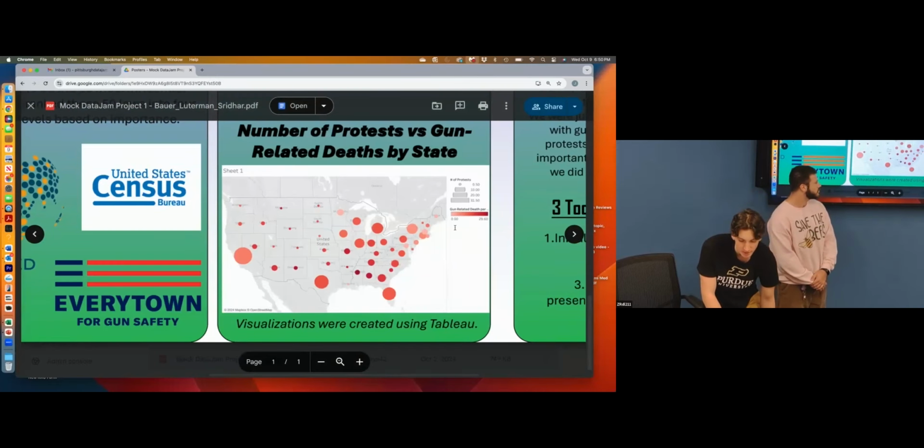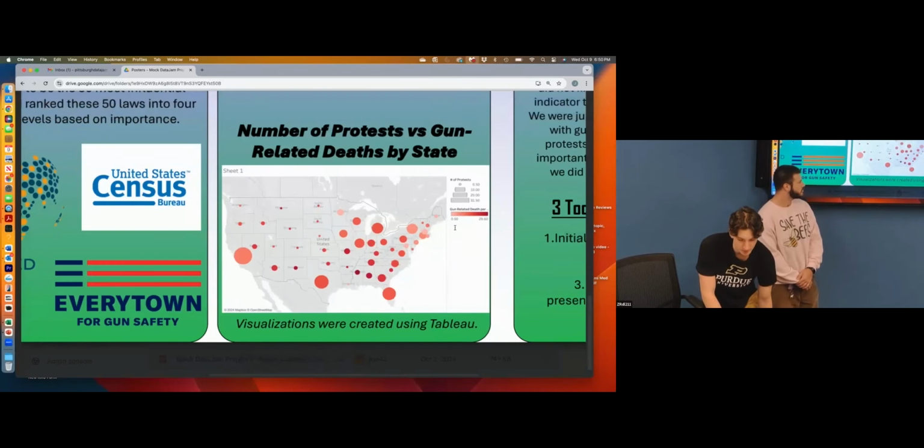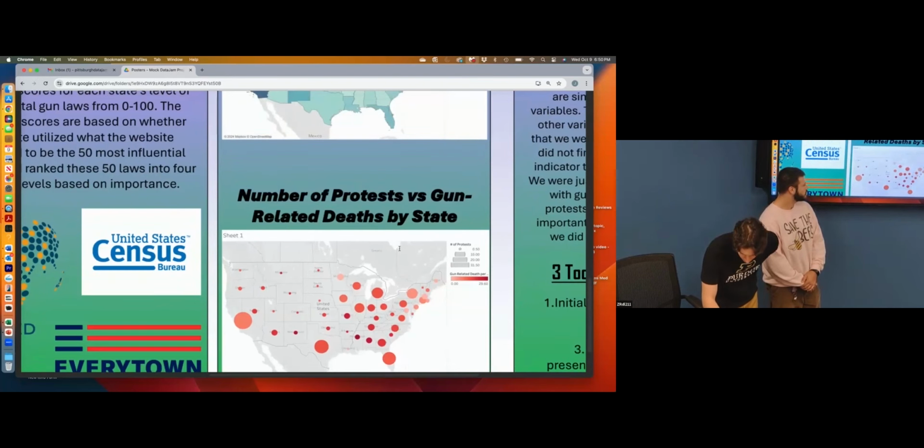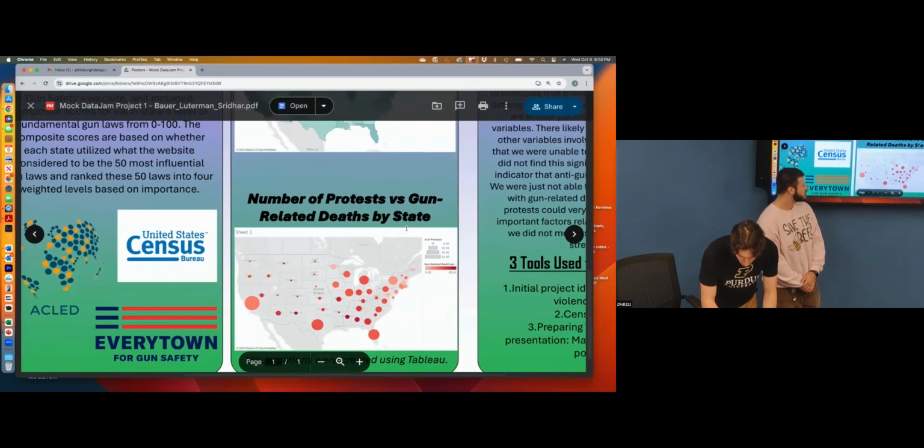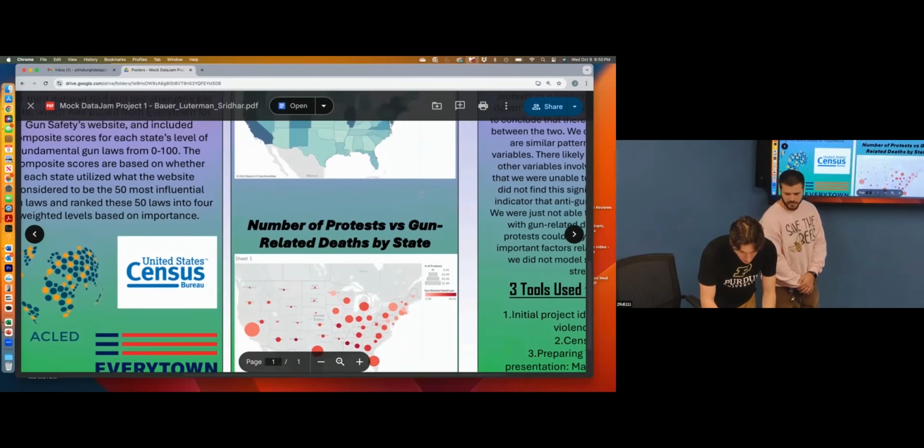And the scale of color is the gun-related deaths per state, with lighter colors meaning that there's less gun-related death, darker colors meaning that there's more. So unfortunately, we didn't have the time to overlay these so that you could see them simultaneously. But if I zoom out a little bit, you might be able to see. It's okay if I comment on one thing about this? Yeah, go ahead.